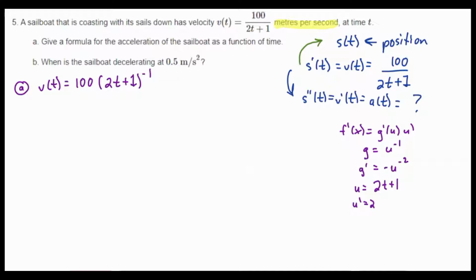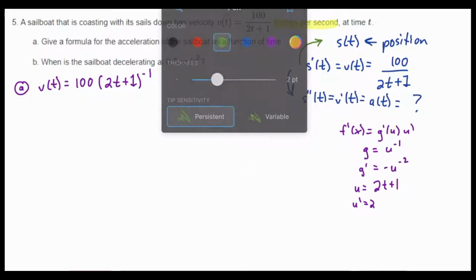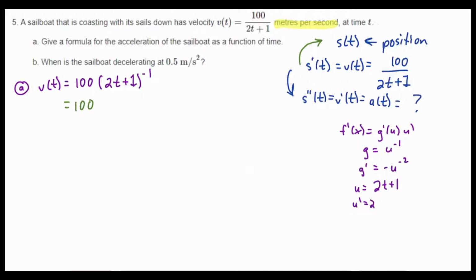So it's usually helpful to do this off to the side right away, as I've mentioned and modeled before. And it's just a constant multiple, so the 100 is just going to hang out front there. So let's go ahead and do that. I'm going to have 100 times g prime u, negative 2t plus 1 to the power of negative 2, times my u prime, which is 2. So we're going to end up with 100 times negative 1 times 2 is negative 200 times 2t plus 1 to the negative 2. And as we've mentioned before, we want the positive exponent at the end.